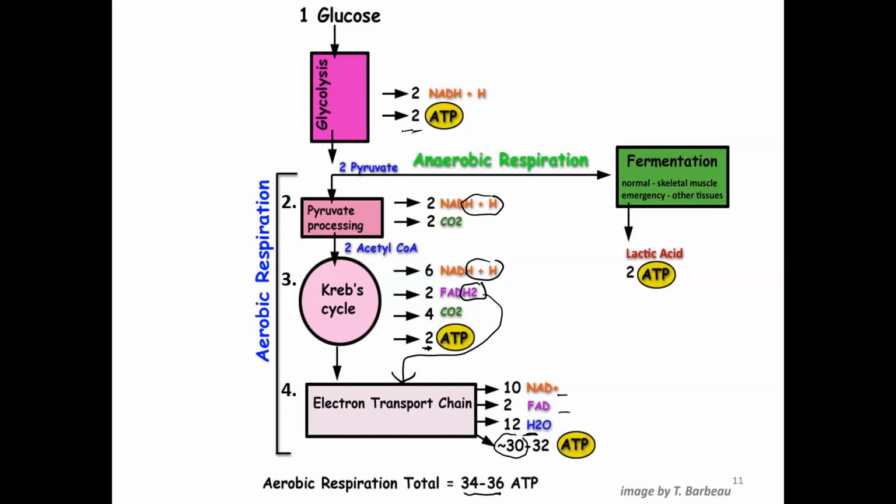Here's another way to remember this. When I ask you in a future exam, what is the main product of glycolysis? What's the main product of pyruvate processing? What's the main product of the Krebs cycle? Okay, and basically the main product of the electron transport chain is a lot of ATP. I'm just going to ask for the main product. And so that's what you're going to be studying.